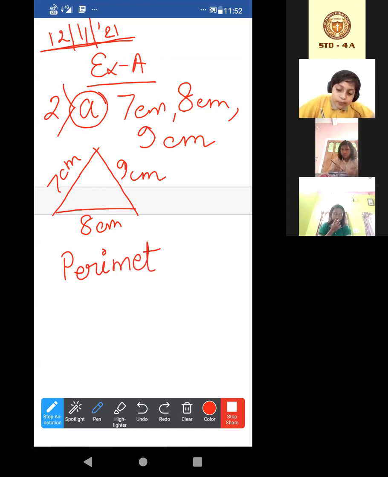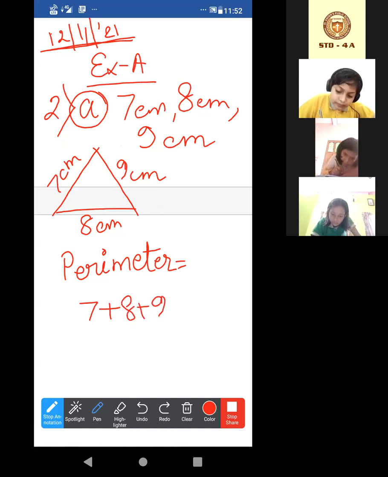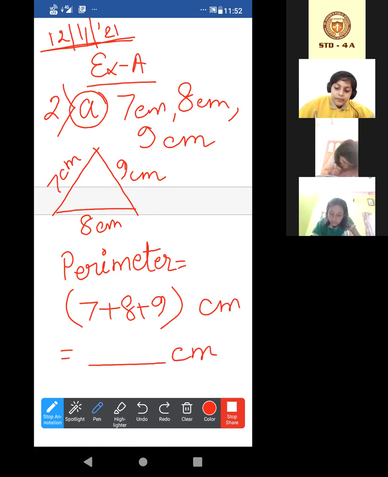For the first answer, only draw the figure. Draw the figure for the first question, okay? From the next one, no need to draw it. So perimeter is equal to, directly write this, 7 plus 8 plus 9. Keep it in bracket, then centimeter. Add them.